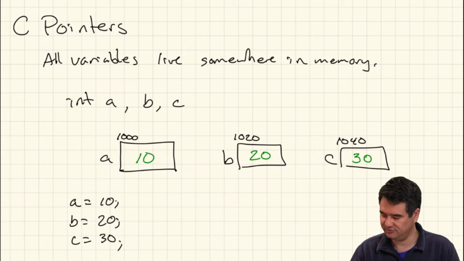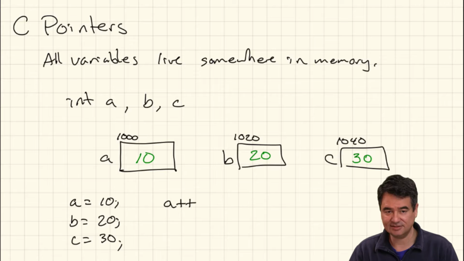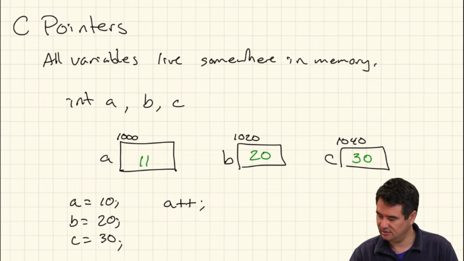All right, and then if we do a statement like A++, that means go into the A box and change the number that you see there, incrementing it by 1. So this 10, of course, becomes 11. All right, so that's the basics there.